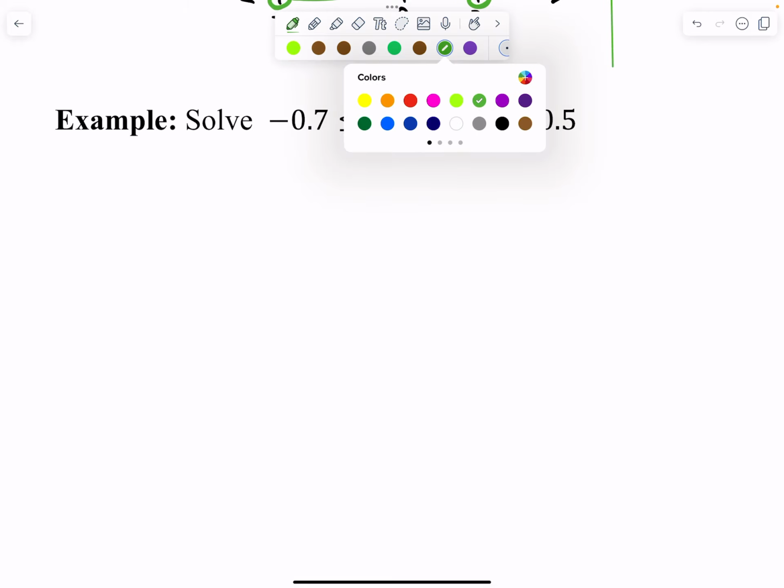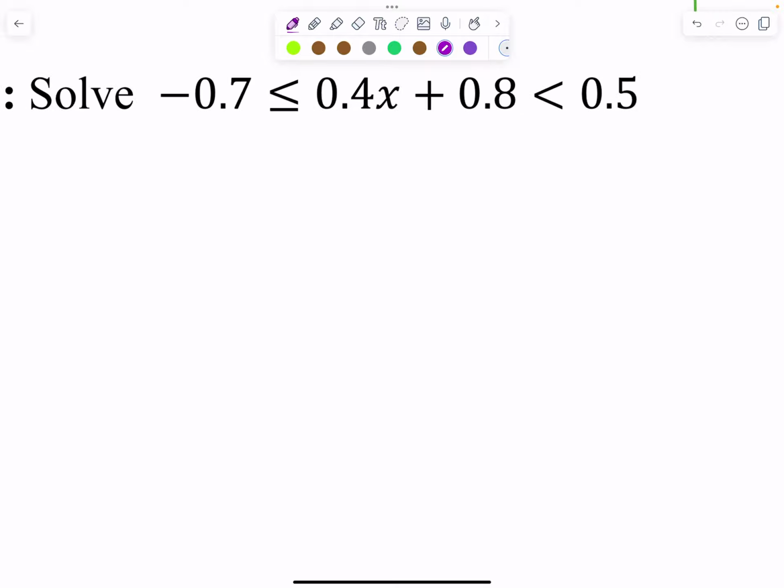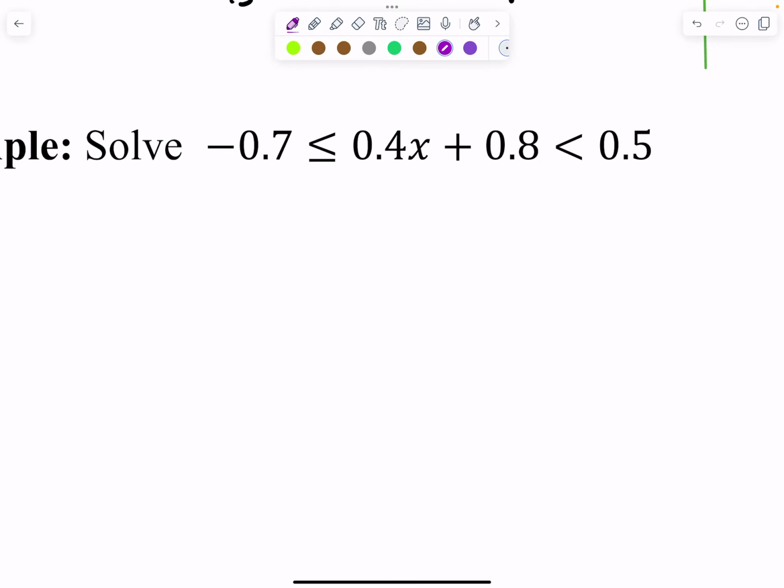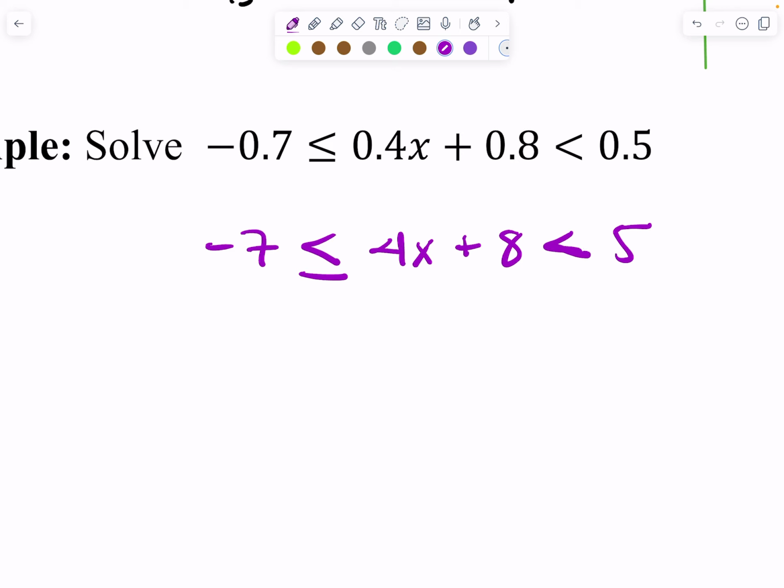Okay, and then the last one here, we could think about if you can leave the decimals, or you could always think if I multiply each part by 10, I would have -7 is less than or equal to 4x plus 8, and 4x plus 8 is less than 5. So now I can deal with integers and subtract 8 on each side. You didn't have to do that step, but you could.